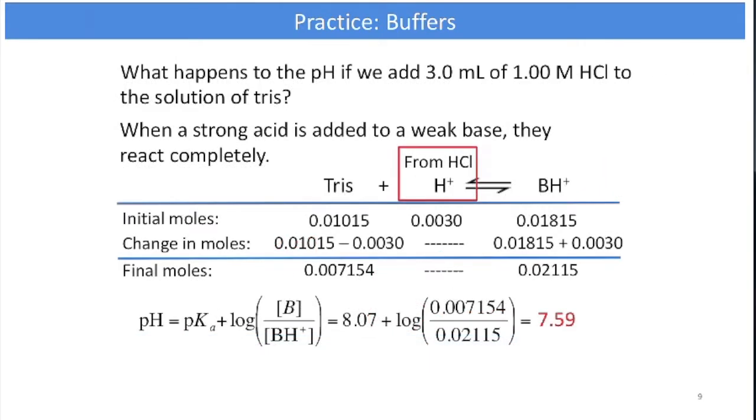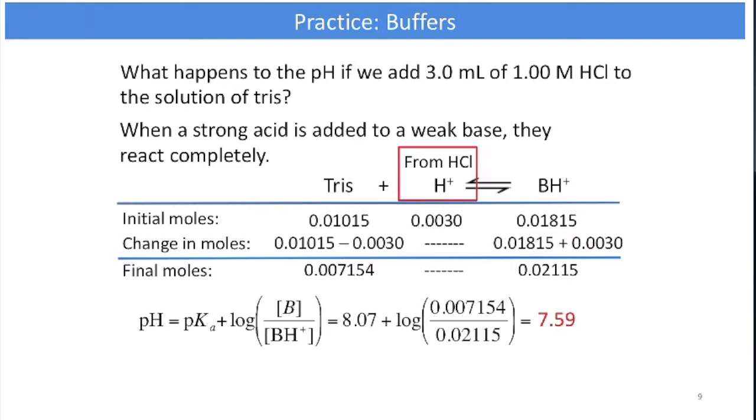Now, what if we have that buffer that was prepared in the previous slide with a pH of 7.81, and we added some HCl to it? How is that going to change the pH? I've set up a table just to show how this would work. The thing to realize when adding a strong acid or a strong base to a buffer is that the strong acid or the strong base both react completely with the acid or the base, right? The strong acid is going to react with the weak base. If you were adding a strong base, that would react with the weak acid.